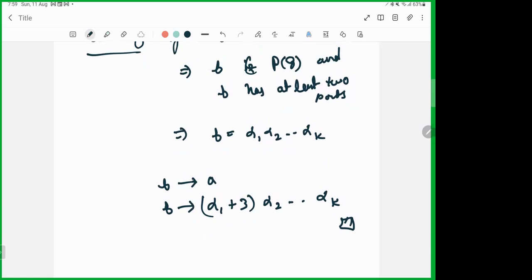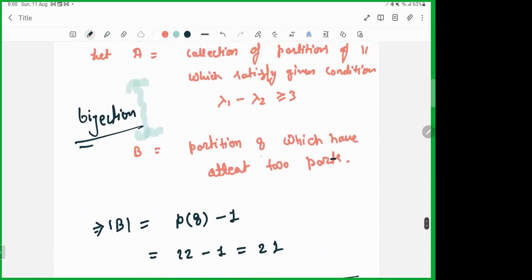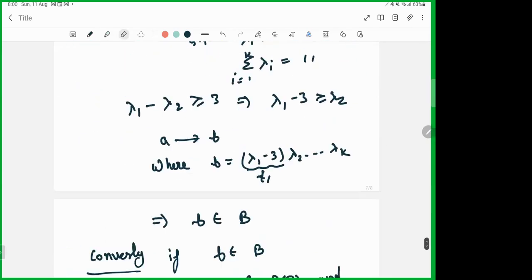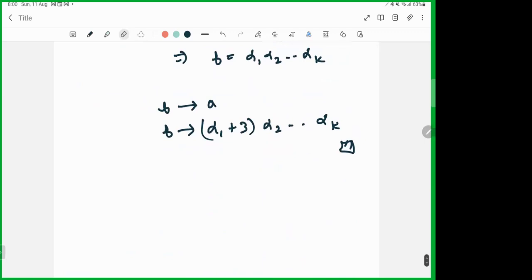Sir, both the sets have at least two parts? Yes, this is the condition: partitions of 8 which have at least two parts. So I am excluding the partition 8 itself. 8 has partitions of this form: 7, 1; 6, 1, 1; all these partitions. I am excluding only the partition 8, which has only one part. All remaining partitions have at least two parts, right? Yes, I get it. Good. I hope it is clear. If not, you can ask me again.